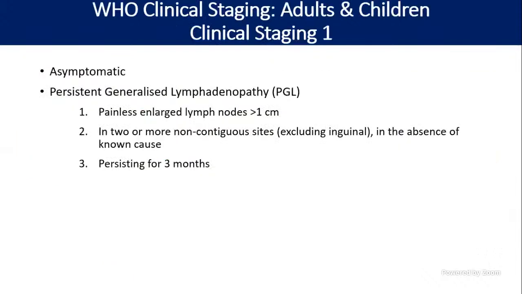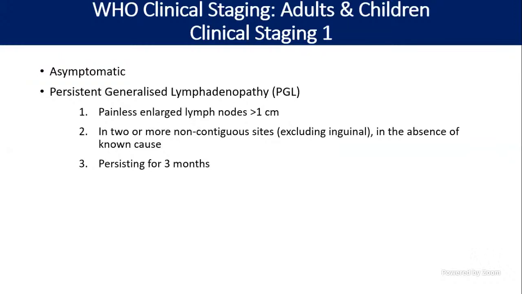So once we do a staging, we all need to understand what we are looking for. Is there anything specific that I'm looking for in this patient when I do a physical examination? For example, if the patient is asymptomatic. So now we go into the clinical staging.